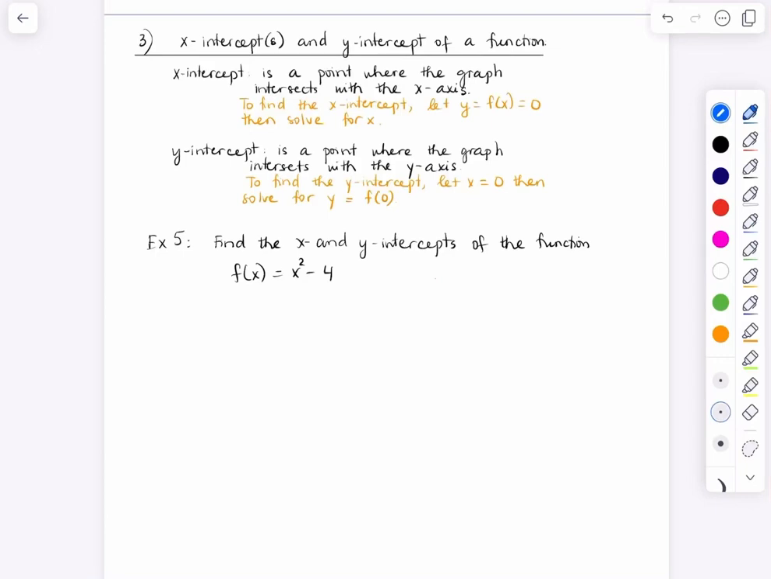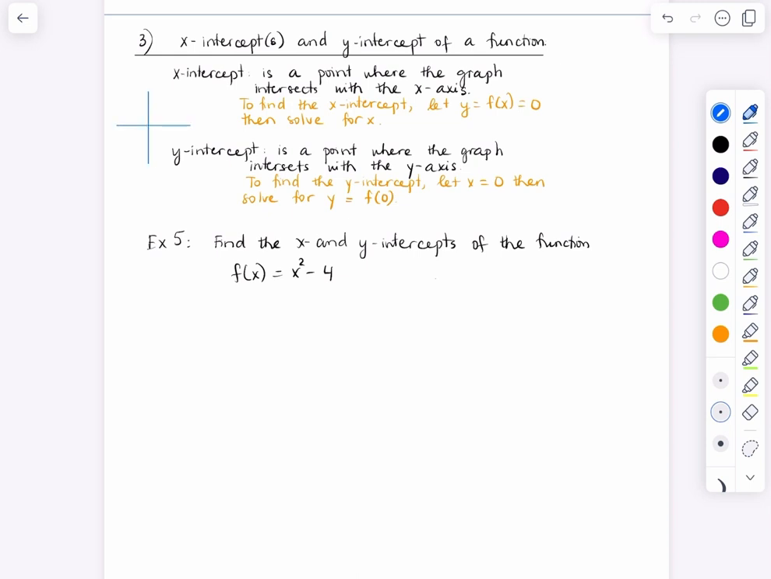When we talk about the graph of a function, we really need to talk about the two important points, which are called the x-intercept and the y-intercept. Sometimes there can be multiple x-intercepts, but there can only be one y-intercept. Now graphically, let's see where these points are.